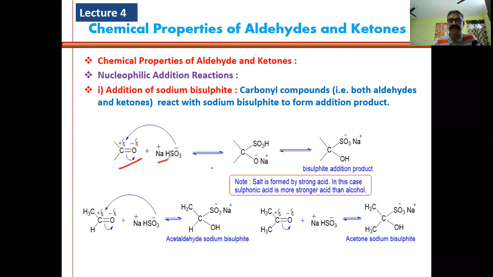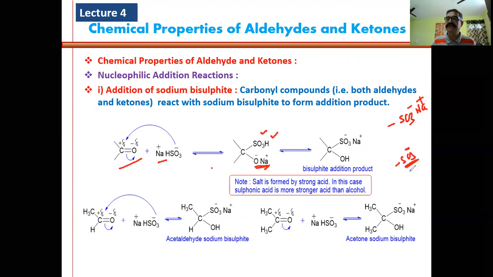When we add sodium bisulfite, there is addition, and we get what? Sodium bisulfite addition product. But this is not the final product. If you see, here we have sulfonic acid, here we have sodium salt of alcohol. Now, sodium salt of sulfonic acid is more stable than sodium salt of alcohol. Why? Because SO3 negative ion is more stable.